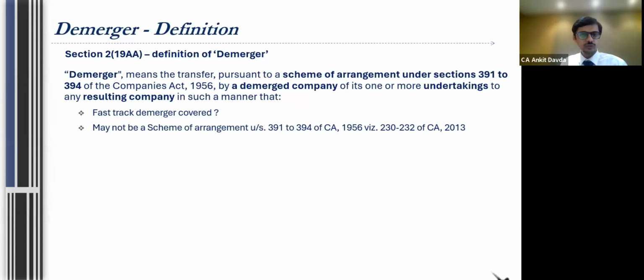On a conservative note, if one has to go by it, one would take a stand that a demerger done under FTM provisions under section 233 technically may not be covered by this definition of demerger, because it is not a scheme of arrangement under 391 to 394, or so to say section 232. Whereas FTM is governed by 233. So this is the very key thing.